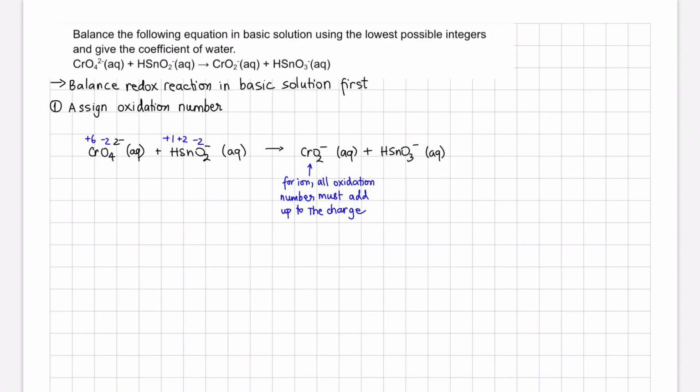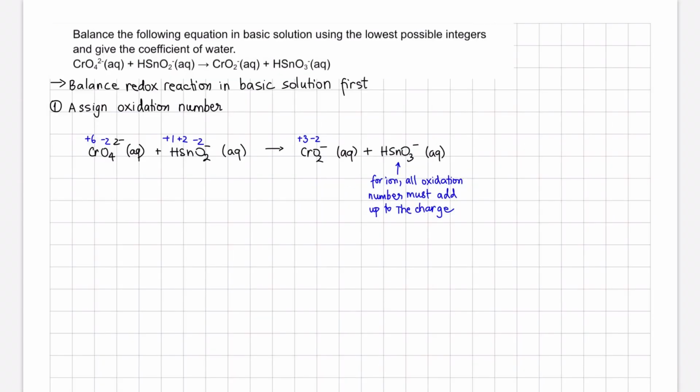Moving on to the products, for CrO2-, this is an ion, so again, all oxidation numbers must add up to the charge. So if we have X as the oxidation number of chromium and -2 as the oxidation number of oxygen, then we'll have an equation of X plus 2 times -2 equals the charge of the ion, which is -1. And if we solve this equation, we get X equals +3. So +3 is the oxidation number for chromium in this ion.